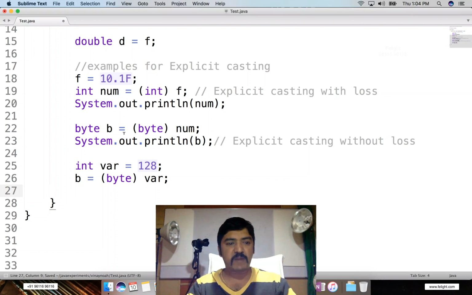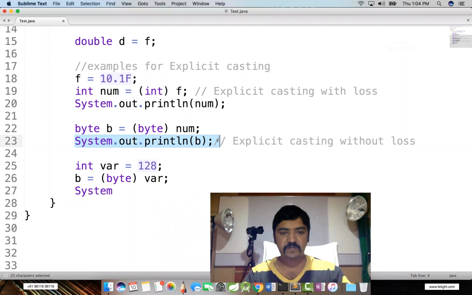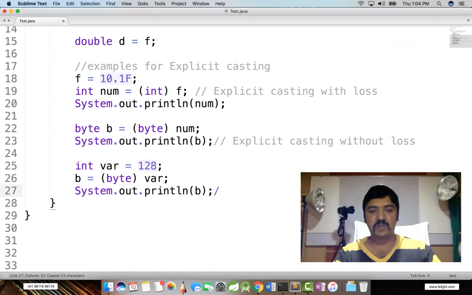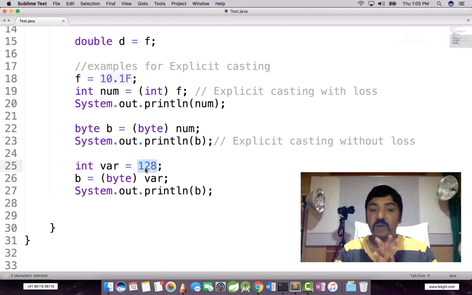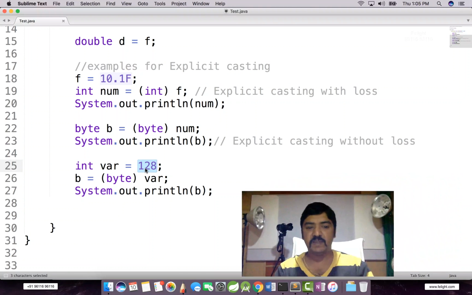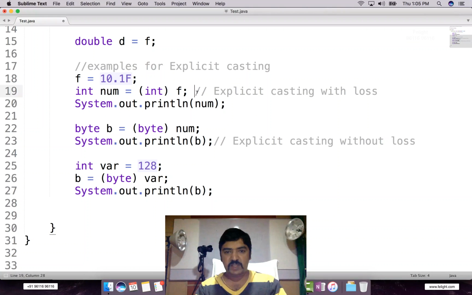So the byte value was earlier 10. Now we are reinitializing with another value. So that is casting 128. So what do you think is the output now? If I say System.out.println b, what do you think is the output? Here you have to understand, obviously 128 cannot fit inside byte, so there will be a loss. Whereas in the case of floating point numbers, we are able to clearly make out that the point something value is lost. But here I leave this as work to you. You go and check what output you see. So we can say explicit casting with loss.